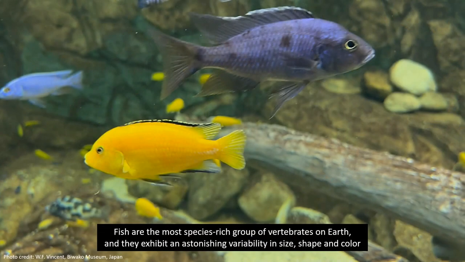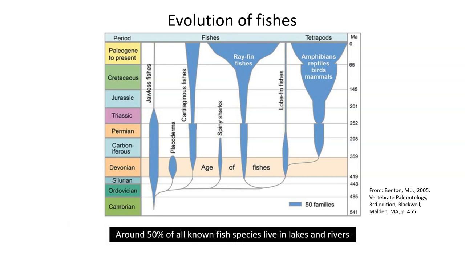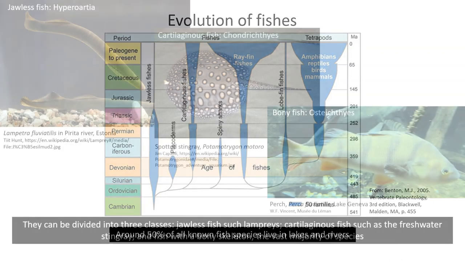Fish are the most species-rich group of vertebrates on Earth, and they exhibit an astonishing variability in size, shape, and color. This diversity reflects their long history of evolution, some 400 million years, making them the oldest of all vertebrates. Around 50% of all known fish species live in lakes and rivers.